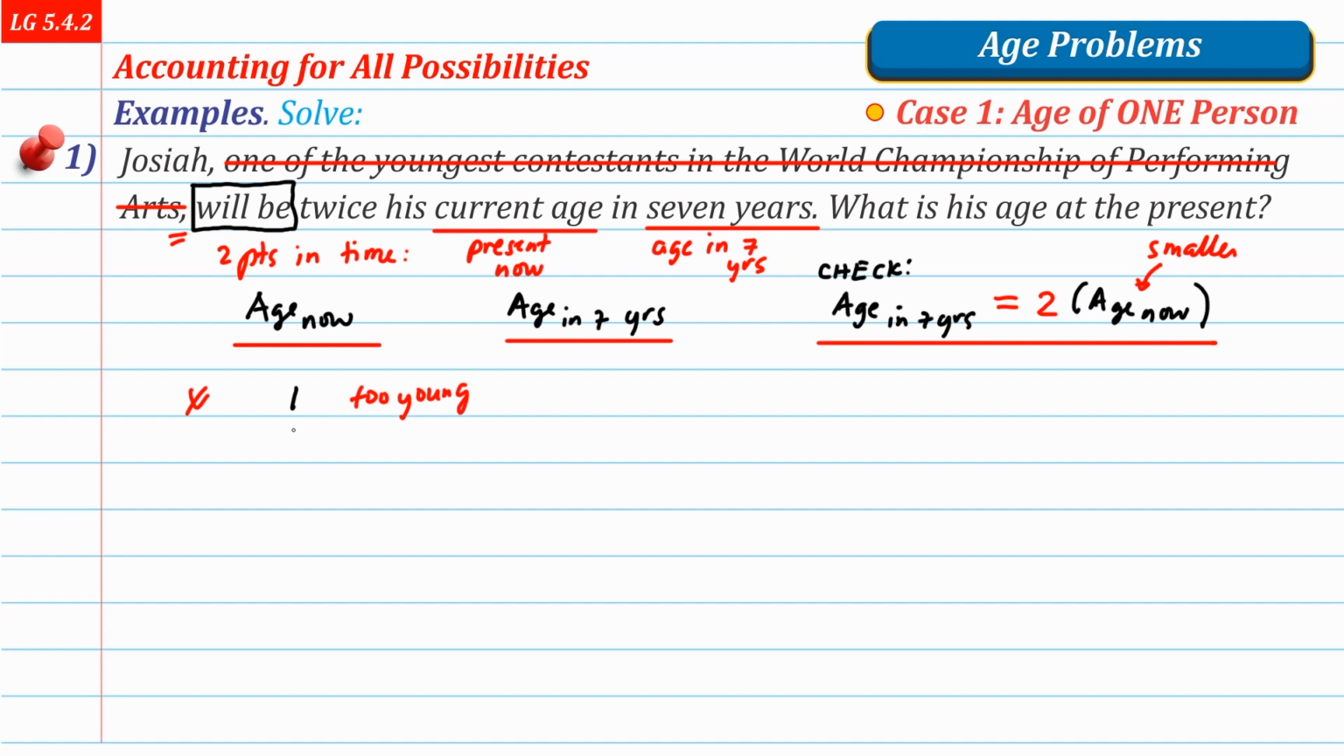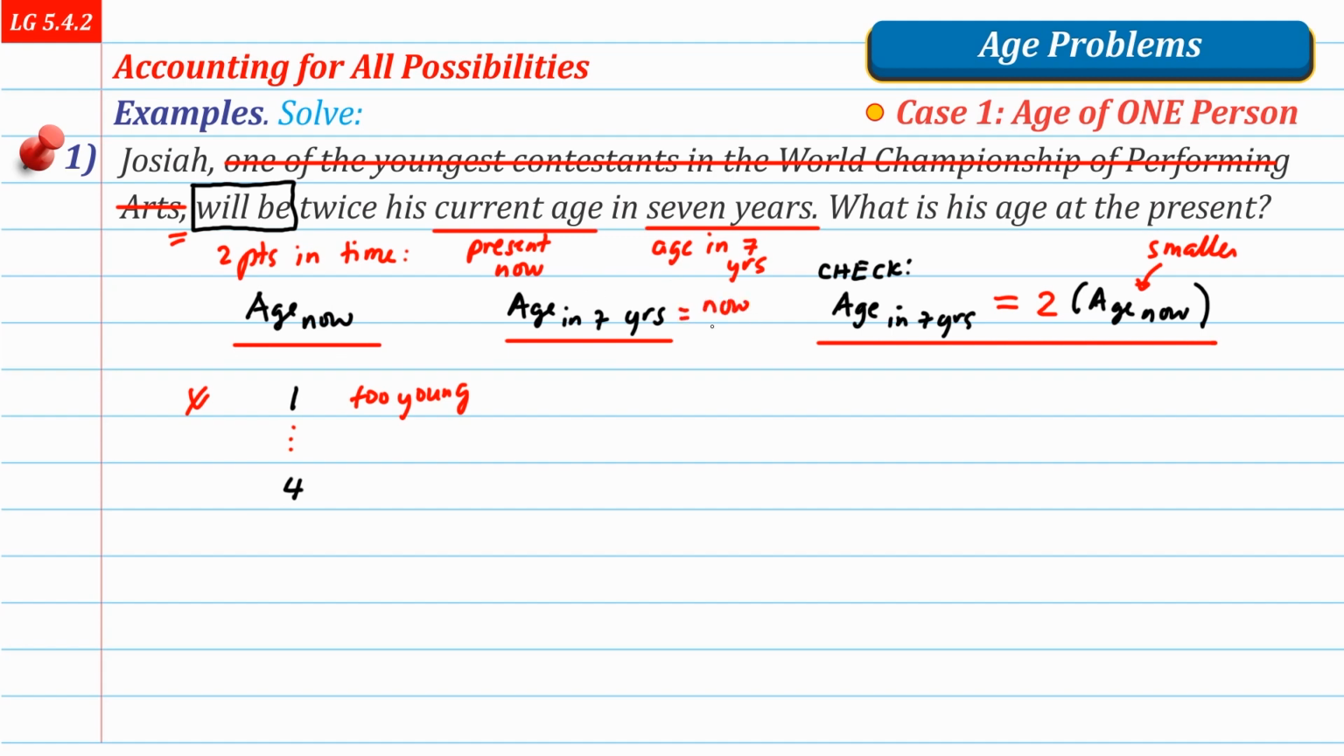Diba? So, pwede siguro, sige na nga, pagbigyan natin, pwede siguro ang 4. Pwede na siguro ang 4. Magpa-perform na siguro ang 4. Kung 4 yan, ang tanong is, in 7 years, ano ba yung age niya in 7 years? 11, very good. Diba it's, how do you get this?